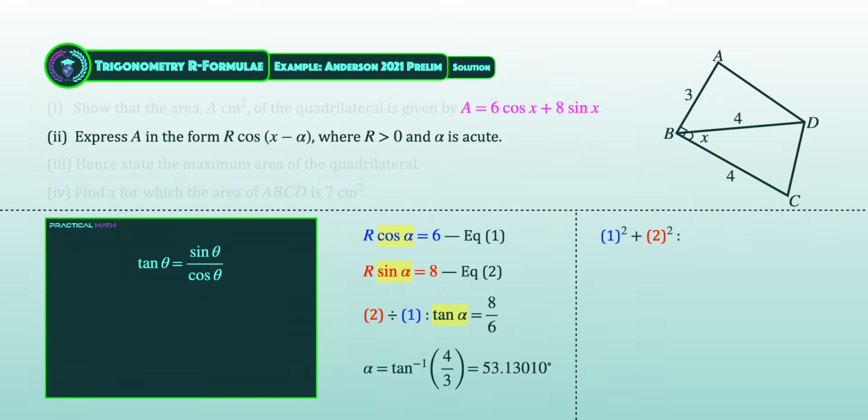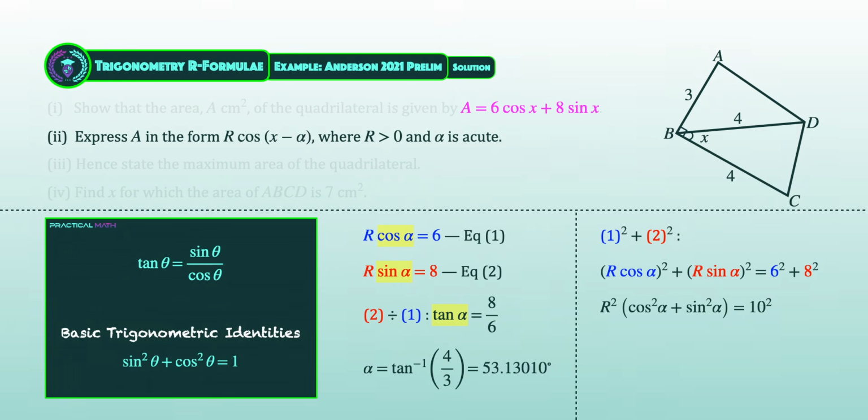The second part of the R formula will involve the addition of squares of both equation 1 and 2. On the left, we will have r squared cos squared alpha plus r squared sin squared alpha, and on the right, the sum of 6 squared and 8 squared. We will now factor out r squared. From the basic trigonometric identities, where sin squared theta plus cosine squared theta equals 1, the sum of cosine squared alpha and sin squared alpha will therefore be 1. Solving for r will be positive 10. Replacing the values of alpha and r, A is found to be equal to 10 cosine (X minus 53.1 degrees) in 1 decimal place.